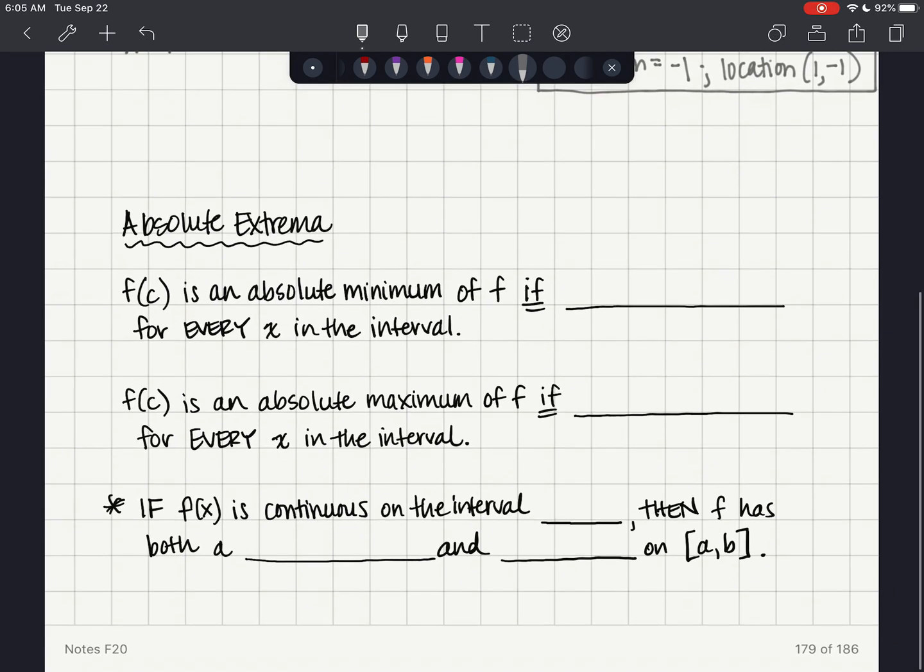Okay, in the next video, we're going to talk about absolute extrema. So can I find the absolute max, the absolute min on a given interval? So that's what we'll come back and talk about in the next video.